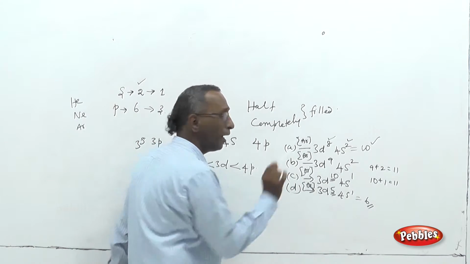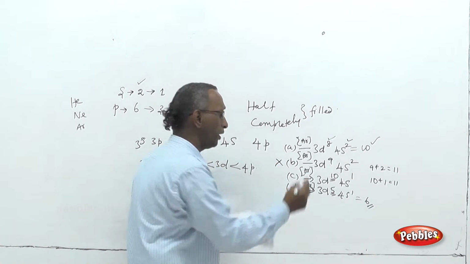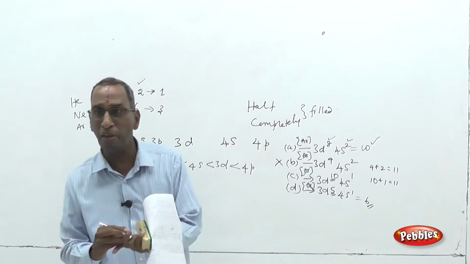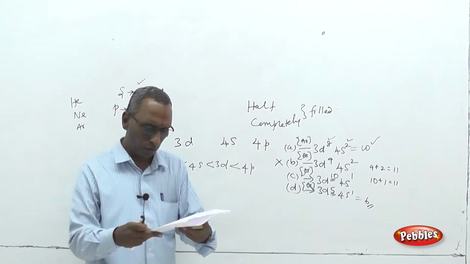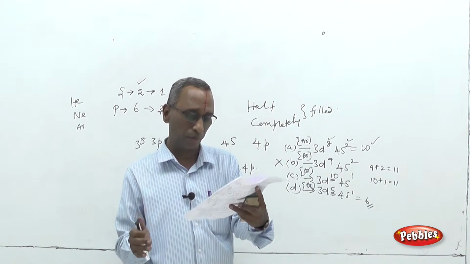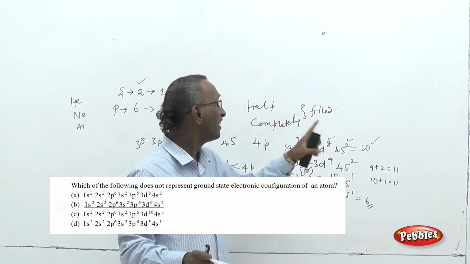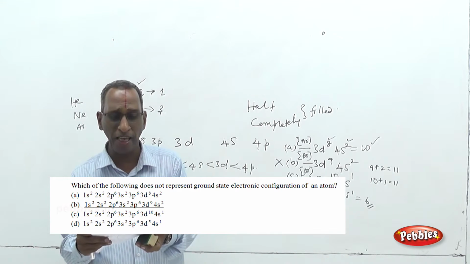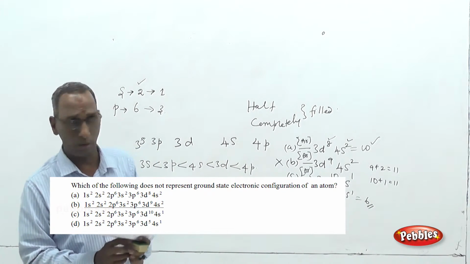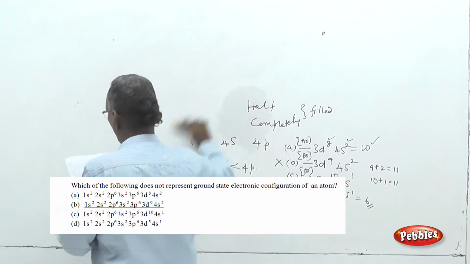It will not be in 3d9. So it is not the correct configuration. So choice B is not the correct configuration, and choice B is the answer. The question reads, which of the following does not represent? So the second choice does not represent the configuration because of stability reasons. That is to be noted. So this finishes the tackling of this question.